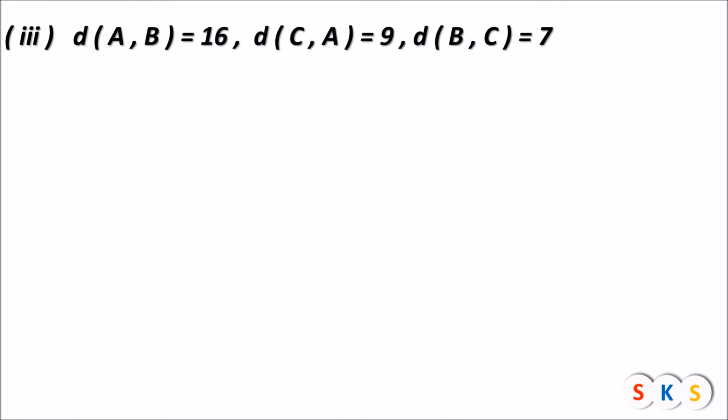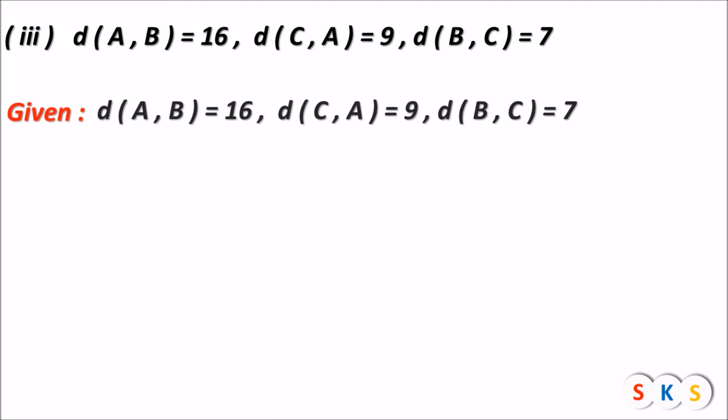Here we have the next question. Distance AB equals 16. Distance CA equals 9. Distance BC equals 7. So what is given here? Distance AB is 16, distance CA equals 9 and distance BC equals 7. So here we have 3 points A, B and C, and we have to check whether these 3 points are collinear or not, right? If they are collinear, then which point will lie between the other two?